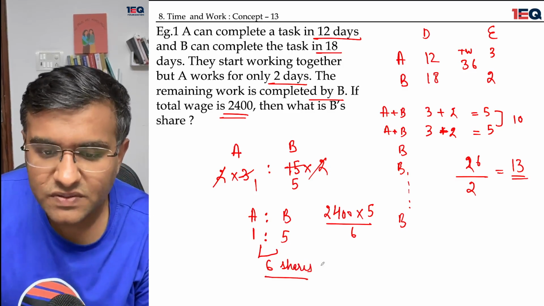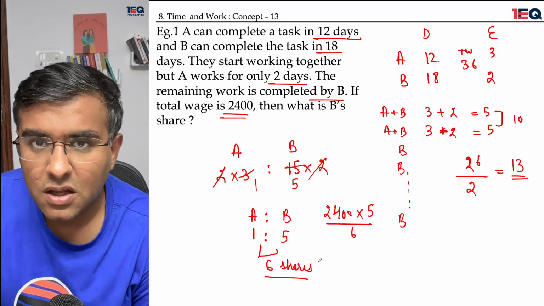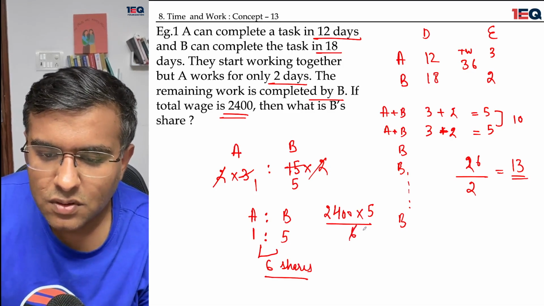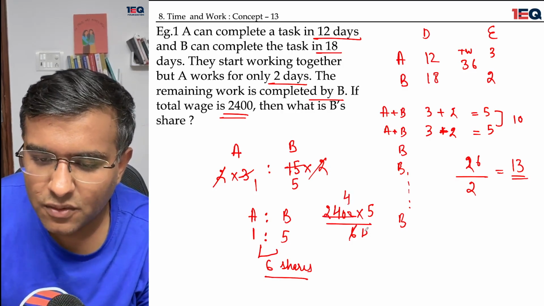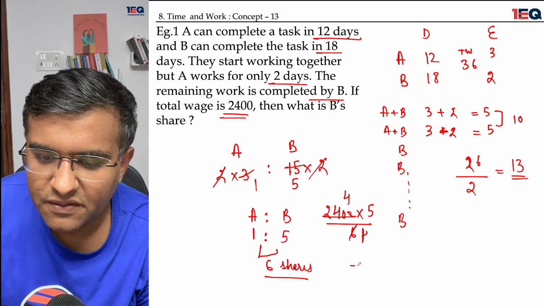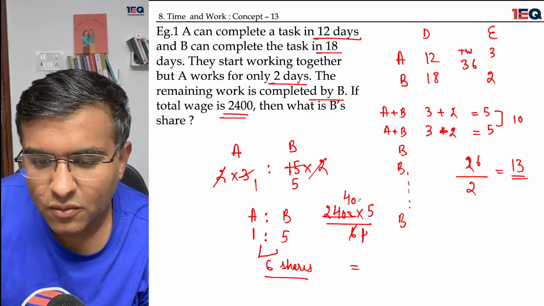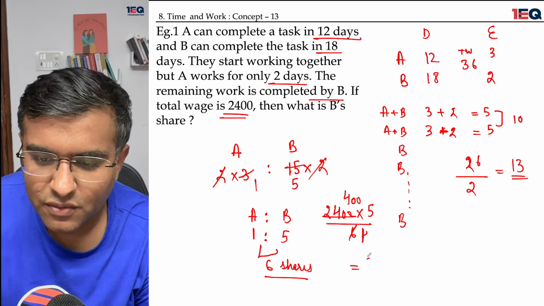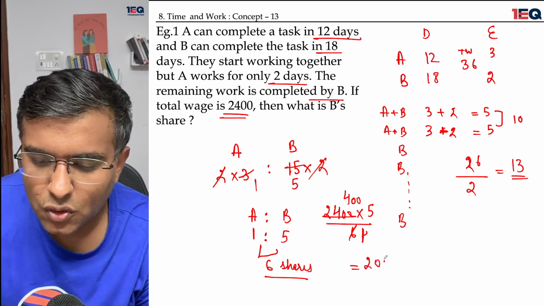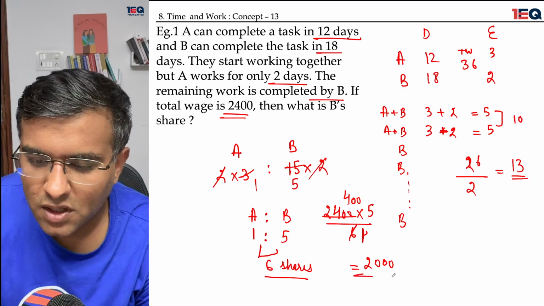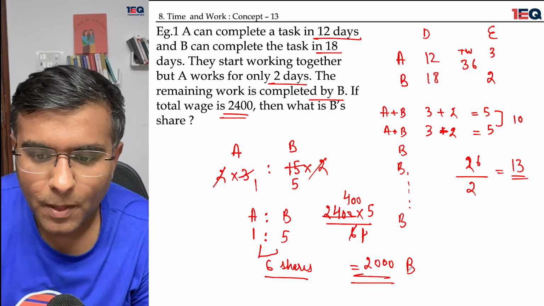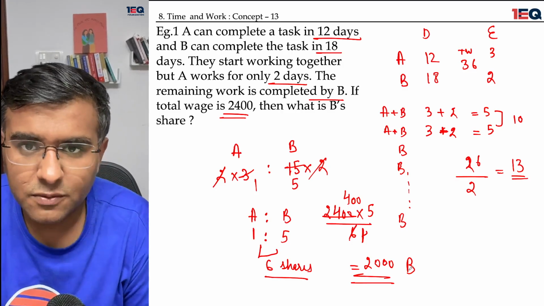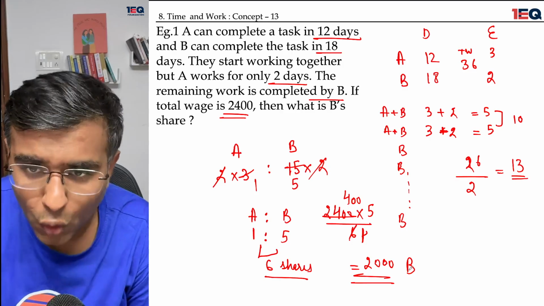Out of a total number of 6 shares, B gets 5 shares. So 6 ones are 6, 6 fours are 24, and we get 400 here. So 5 fours are 20. So 2,000 rupees is what B would take. Got it? 2,000 rupees would be the money B would take home.